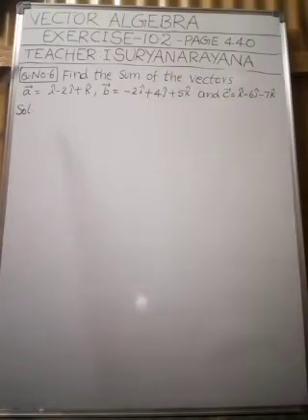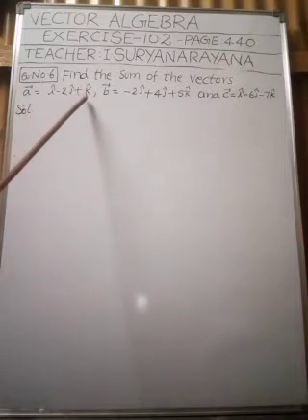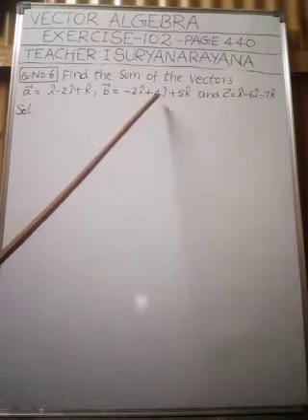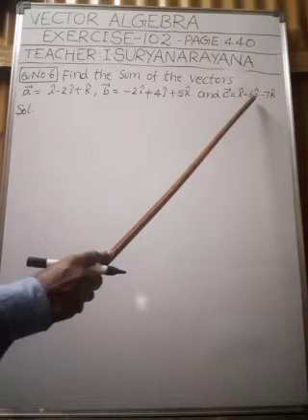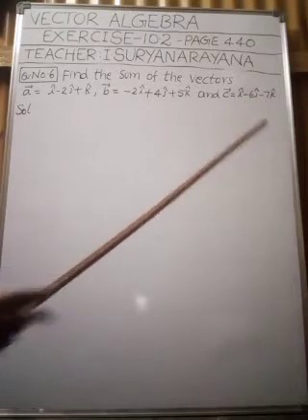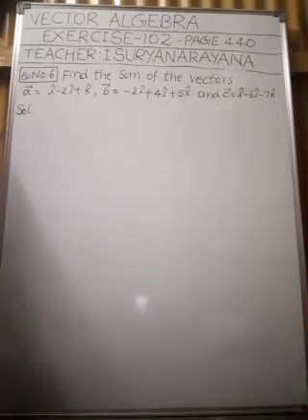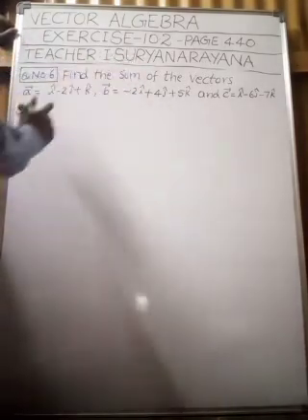Now come to question number 6. Sixth question in the exercise. Find the sum of the vectors a bar is equal to i cap minus 2j cap plus k cap, b bar is equal to minus 2i cap plus 4j cap plus 5k cap, and c bar is equal to i cap minus 6j cap minus 7k cap. Okay, my children, understood this question? Right. Here, three vectors are given, a bar, b bar and c bar. Now we have to find the sum of these three vectors.